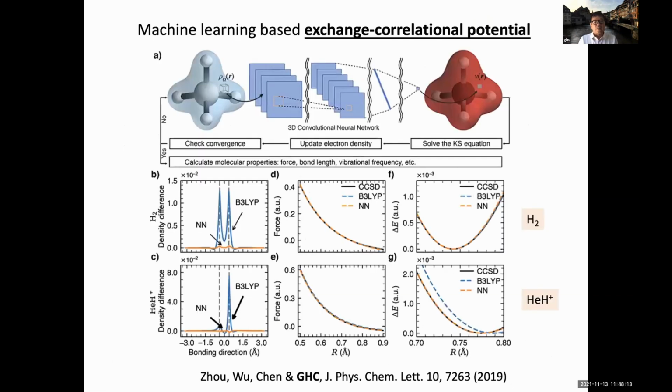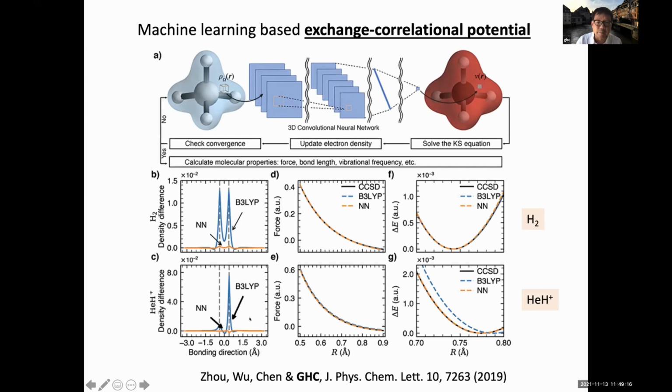I will give you some results. We start very simple, with the hydrogen molecule and helium hydride plus, and we compare with B3LYP. We look at the density difference between our neural net method and coupled cluster as a reference, and also B3LYP with coupled cluster as a reference. The orange line here is the density plotted along the axis, around two protons, and this orange line is the density difference with CCSD. Of course, B3LYP is much bigger, because these two peaks correspond to where the two protons are. And this is helium hydride plus.